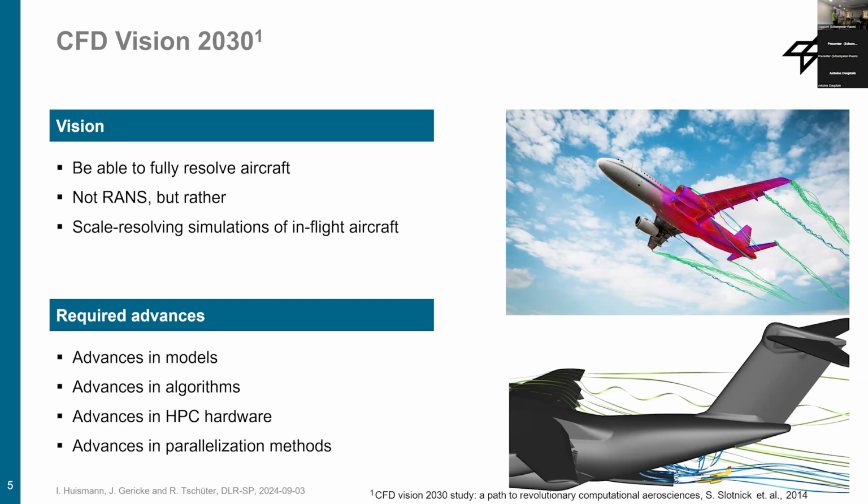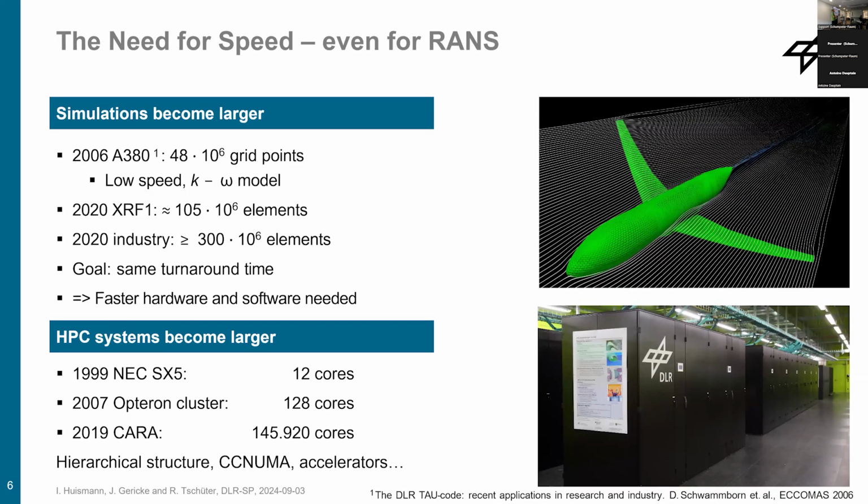Till 2030, of course. If we now go towards the industry perspective, where we might just want to use two equation models for landing and high lift configurations, let's say the A380 with 50 million grid points, using a low speed configuration, k-omega, and so on, that already had 50 million grid points in 2006. The simulations are getting larger. XRF1 had 100 million grid points in 2020, and the industry is moving towards larger simulations, with the goal, of course, of having the same turnaround time and more details at the same time. Again, for that we need faster hardware and faster software.